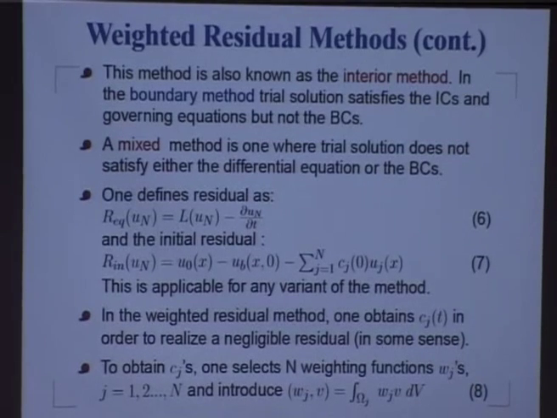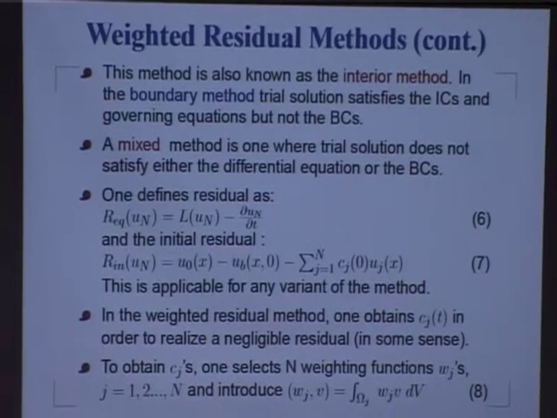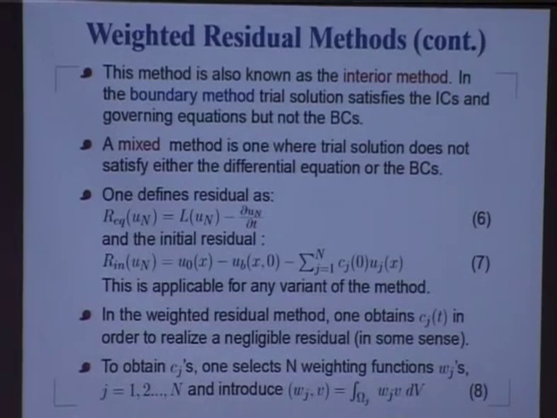Now, we did not say anything about what this Cj of t is going to be. So what we are going to do is try to find this quantity Cj of t by looking at the residue. And looking at the residue is not just looking at it; you have to basically minimize this residue in some sense. Okay, we need to minimize this residue to some negligible value in some sense, and then we try to find out what these functions Cj of t are. Okay.